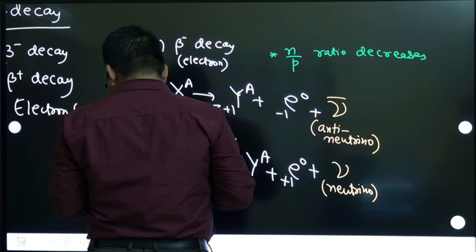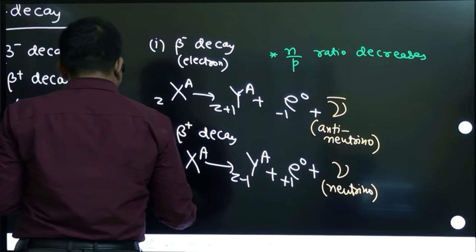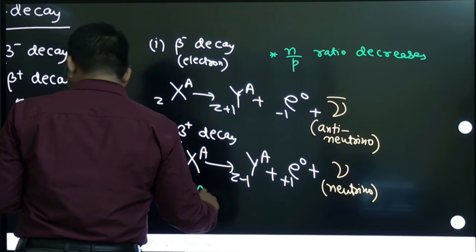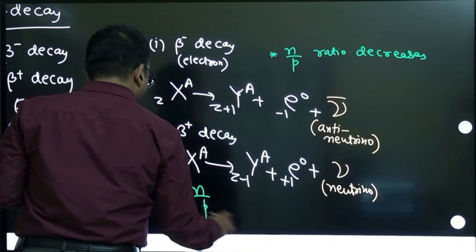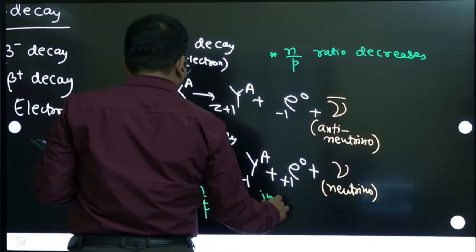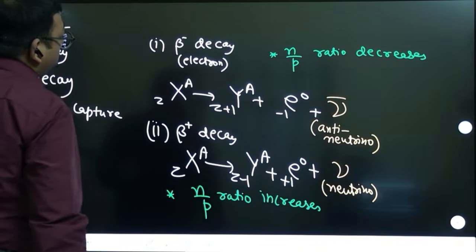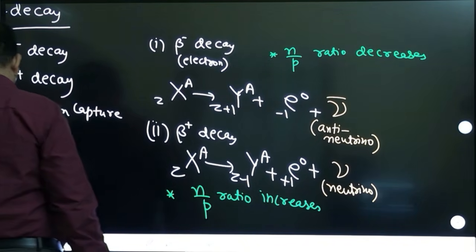Okay, the n by p ratio decreases. But in this case, beta plus decay, the n by p ratio increases. Okay, this is what we have to know.